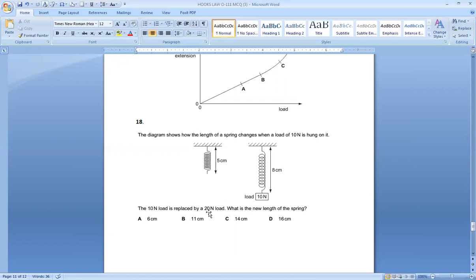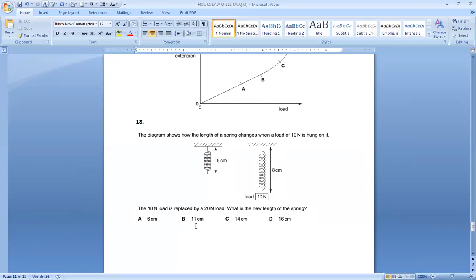10 Newton load is replaced by 20 Newton. For 10 Newton, extension was 3. For 20 Newton, the extension will be 6. 6 plus actual length, total answer is 11 centimeter. So the new length of the spring is 11 centimeter.